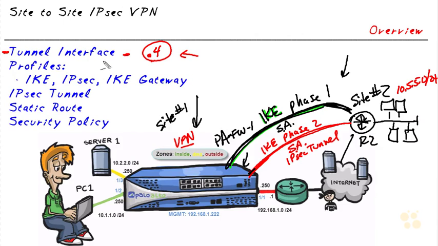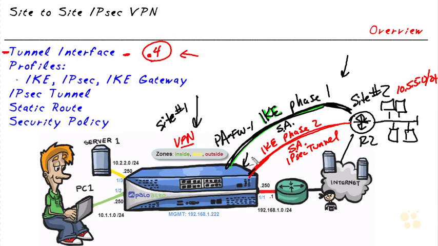So by having this tunnel interface associated with the VPN zone, the traffic that comes over the VPN tunnel is then going to be allowed to access other zones based on our security policy. So we can still enforce policy between, for example, the inside zone and the VPN zone simply by setting up our rules in our security policy.